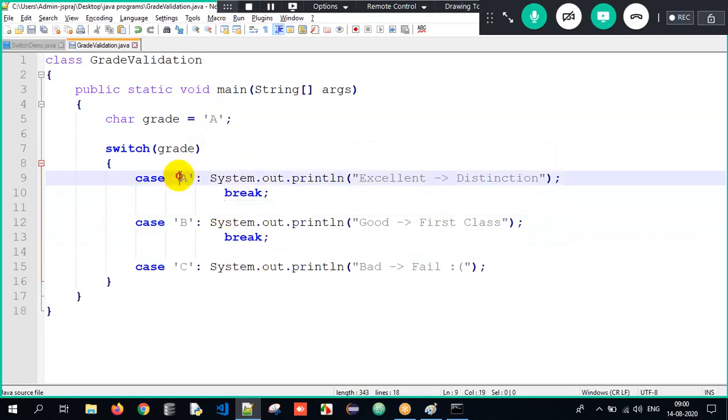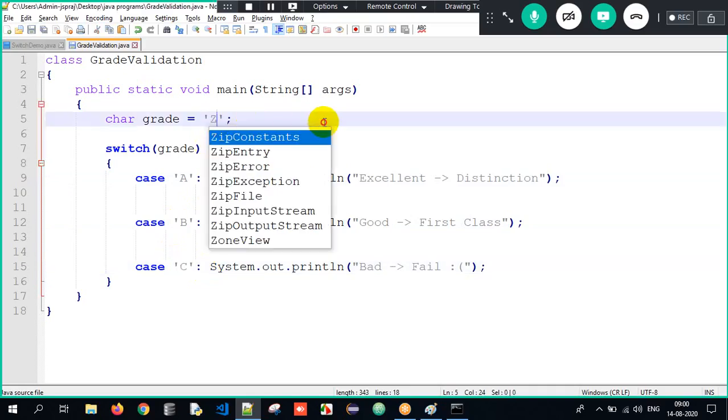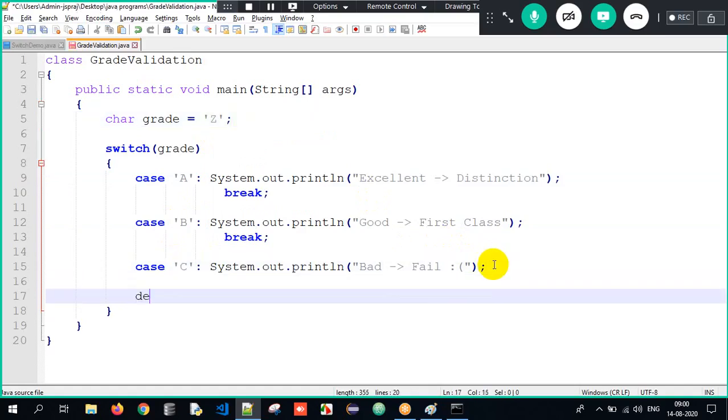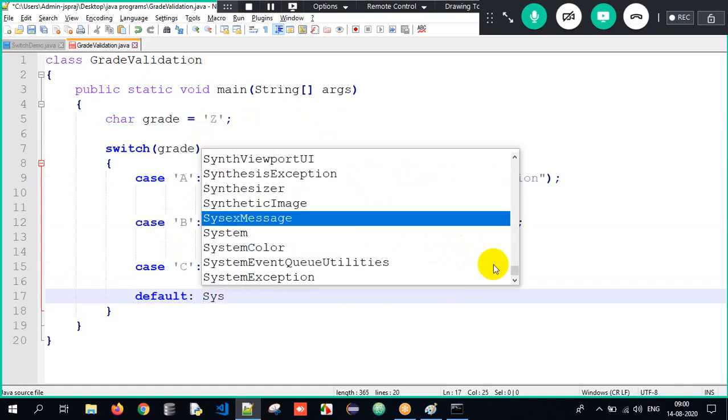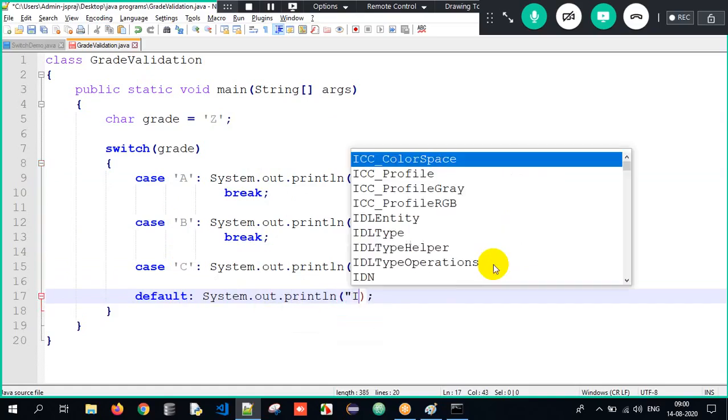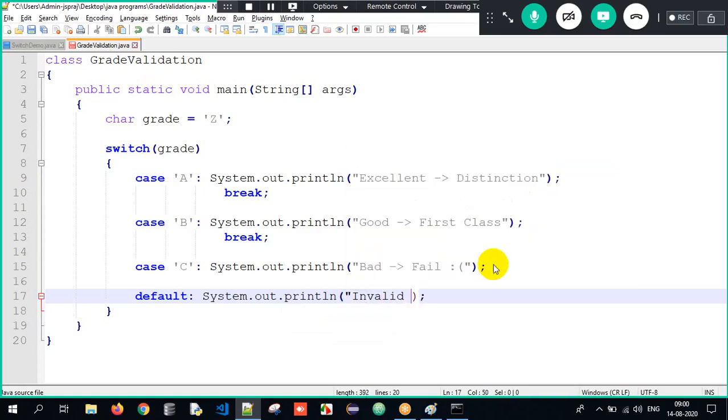If I give it as A grade, meaning excellent. If I give it as B, good. If I give it as C, bad. That's it. What if I give it as Z? Sir, if you give it as Z here, there are no cases. Therefore, I can write something called default. When will default get executed? Sir, when the above cases won't get executed, then automatically the default will get executed. Invalid grade.